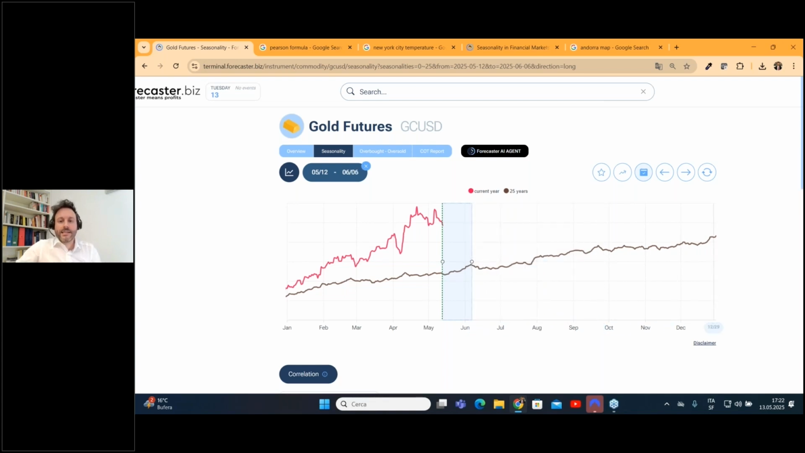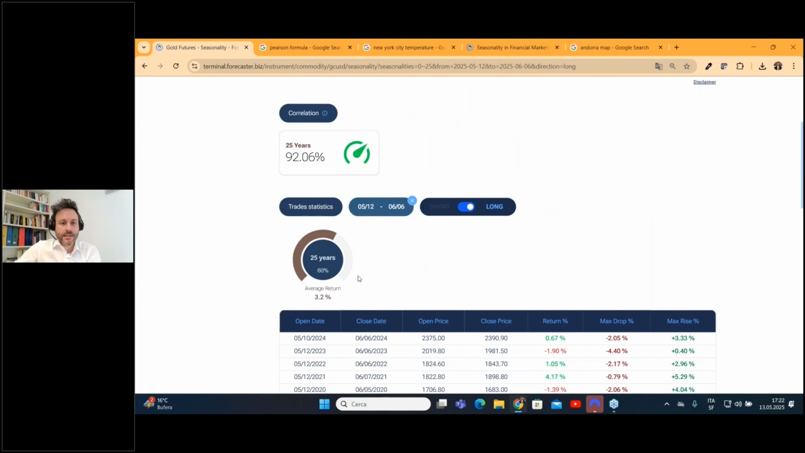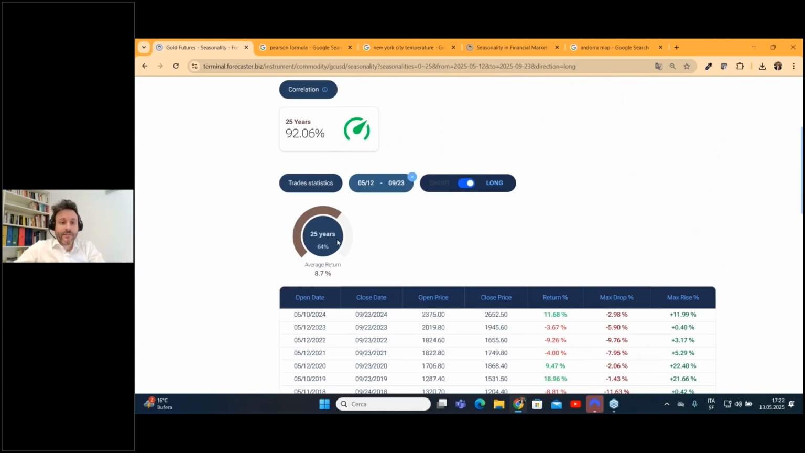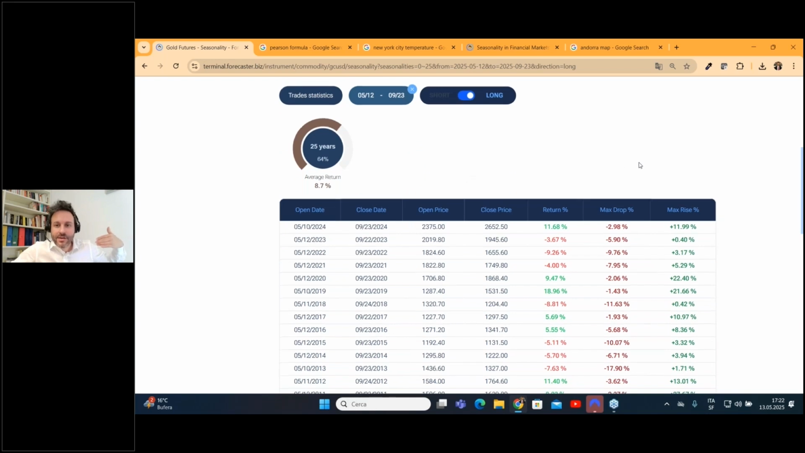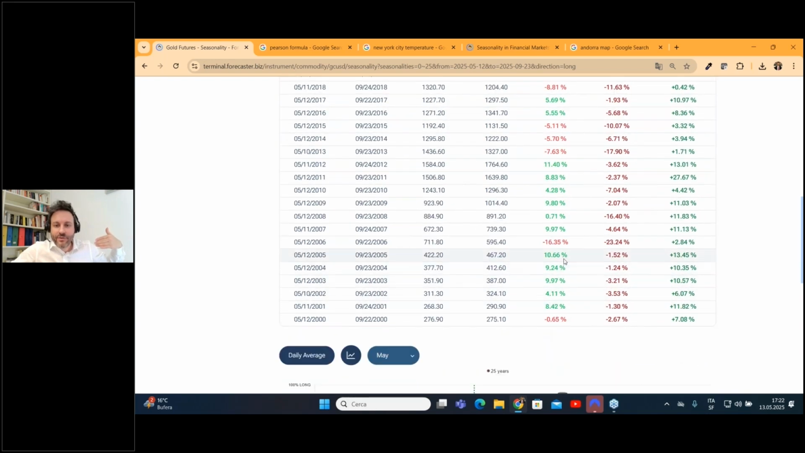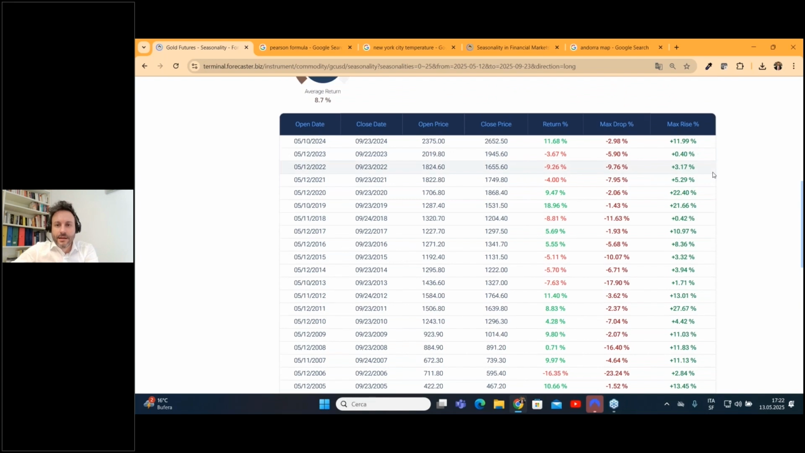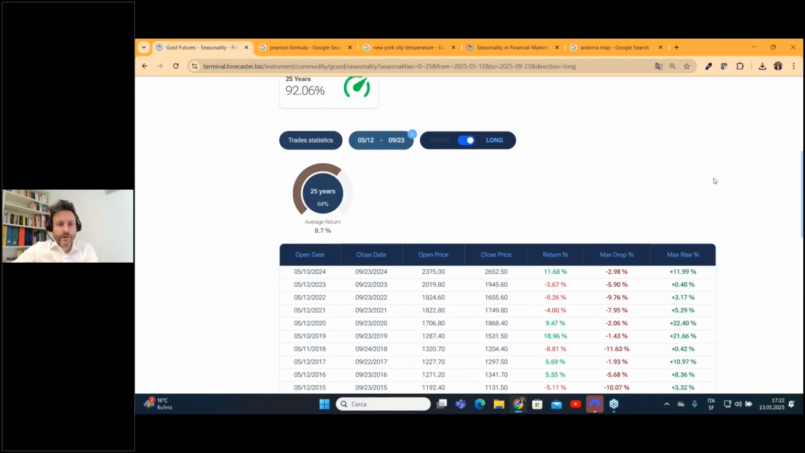On this chart, I can see there is a bullish trend, okay? And I can go and see the statistics. In this case, okay, we can also do a little bit more so we have more reliable statistics, okay? Starting from today until the end of September, look, in the last 25 years, we had 64% of winning. It means out of 25 years, we had 16 years of positive returns with an average of 8.7.